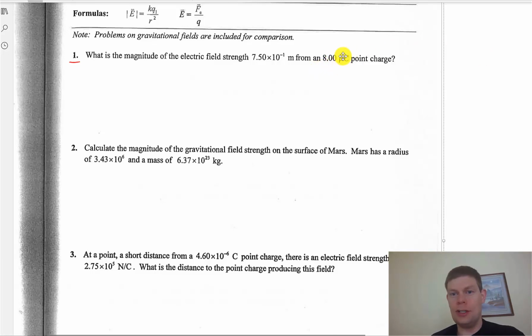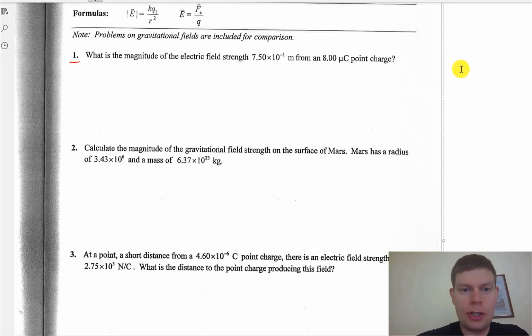It's got a micro in there, just to remind you, micro means 10 to the minus 6. Pretty simple one. We want to know the magnitude of the electric field strength. We got distance and we got charge, so we can use our point charge formula. Your electric field strength equals KQ over R squared.